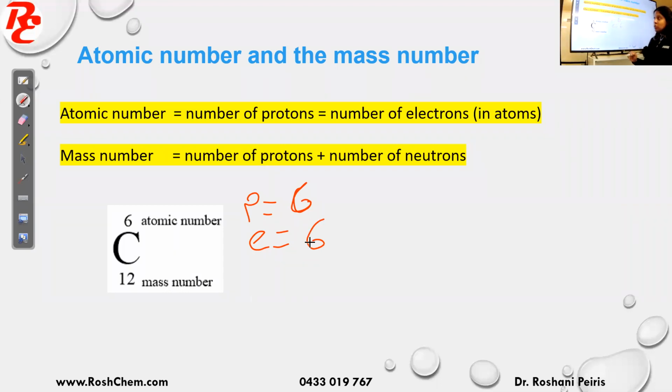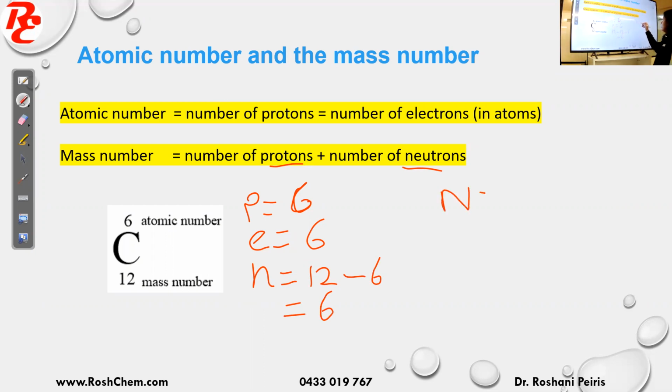And how do we find the neutrons? Now we know the mass number equals protons plus neutrons. Therefore, to find the neutrons, it is the mass number minus the atomic number. So neutrons are 6.